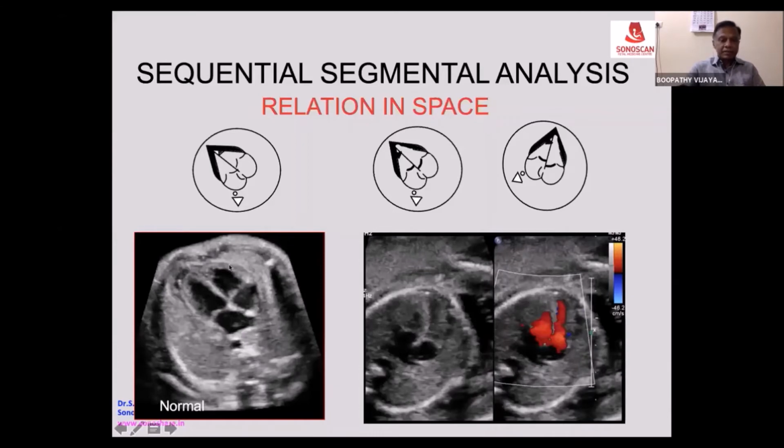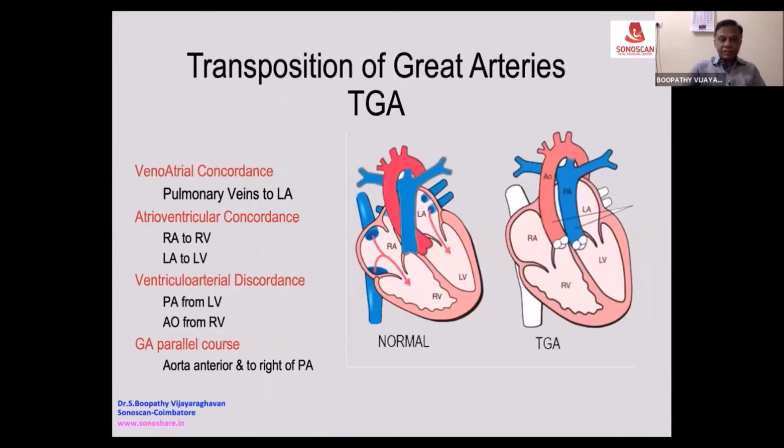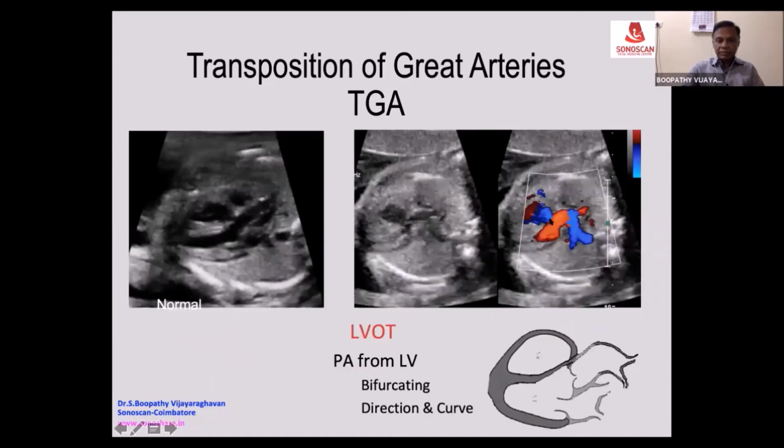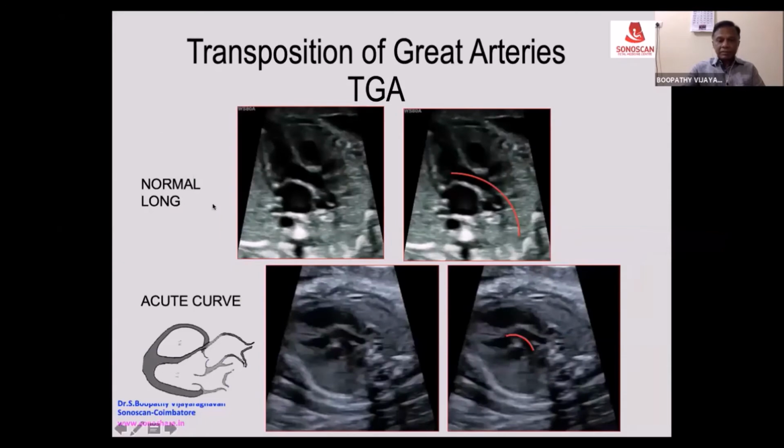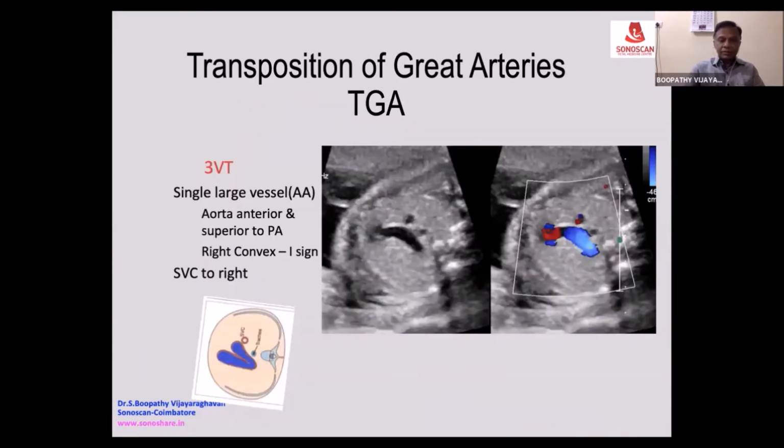Here you see the schematic diagram of the normal arteries. So this is normal and this is TGA. So what are the features of TGA? The vessel arises from the posterior left ventricle and it takes an acute turn. This is very important, so the direction and curve is different from normal, which is shown here, the aorta. So you don't see that in the 3-vessel trachea view.